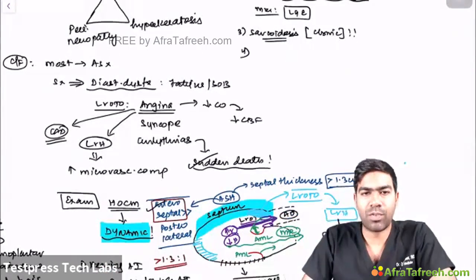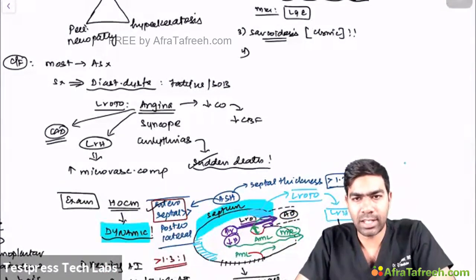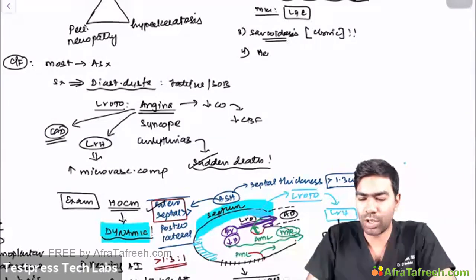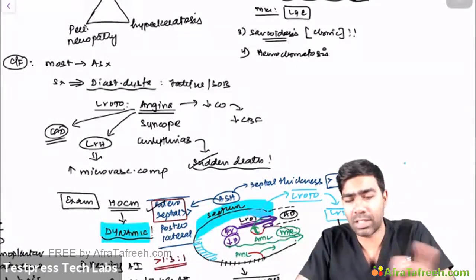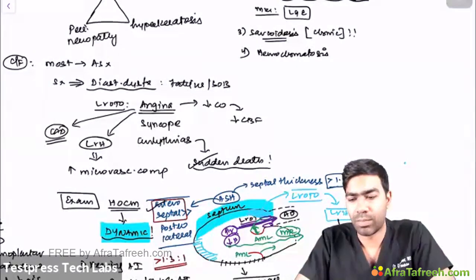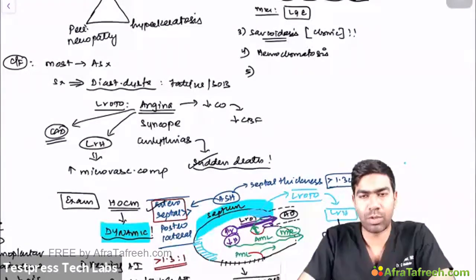And number 4, you can get this in the setting of a hereditary hemochromatosis. I told you hemochromatosis can produce DCM, HCM as well as RCM. So, but we generally think about RCM. RCM is where I want to tell hemochromatosis.